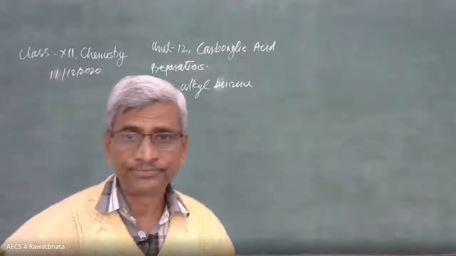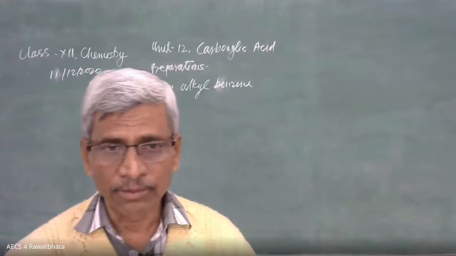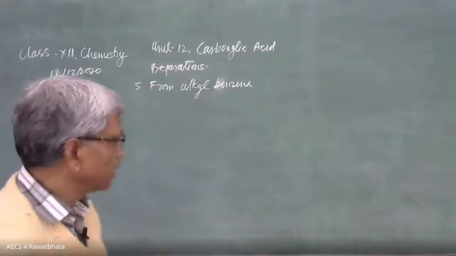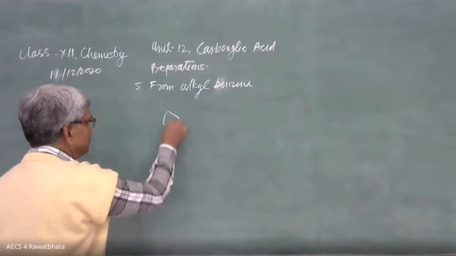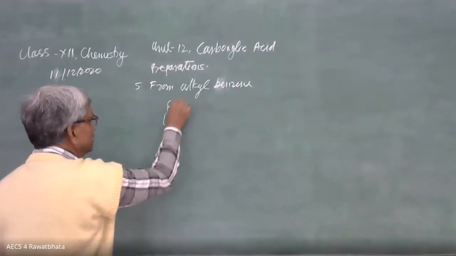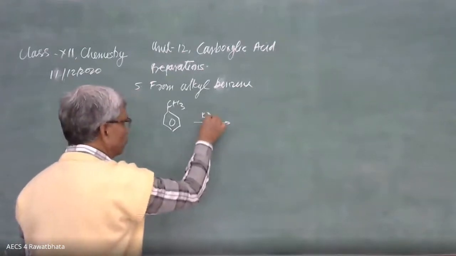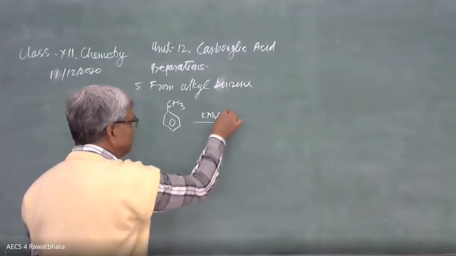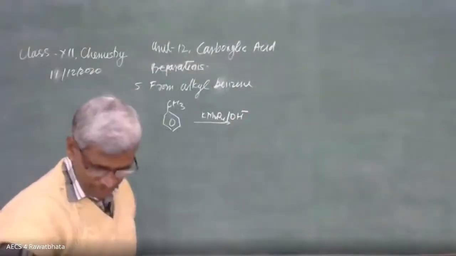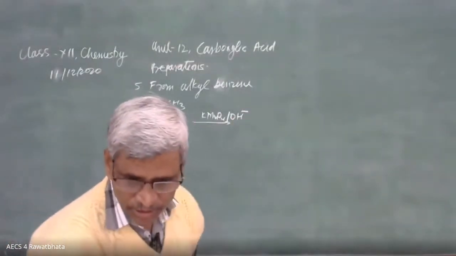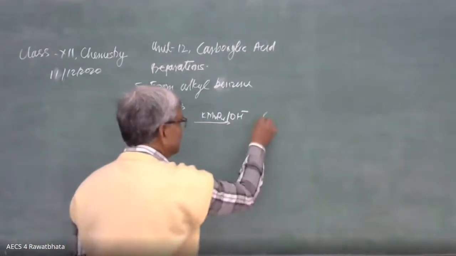Alkyl benzene. By this method, we prepare the aromatic carboxylic acid. Alkyl benzene like toluene, here it is CH3. It is going to oxidize by KMnO4 in basic medium, alkaline KMnO4. It forms salt of the alkali and the compound is like this.